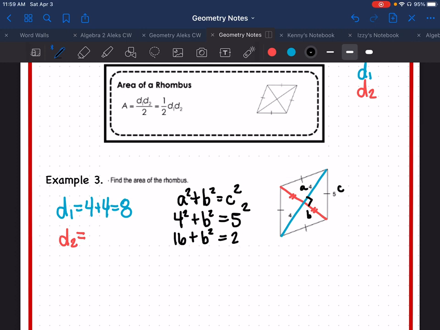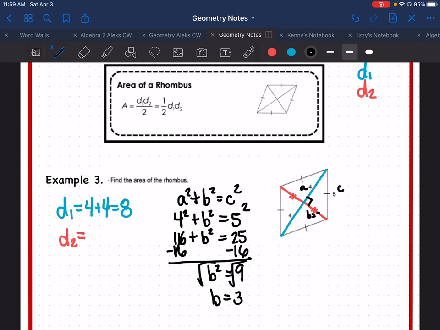5 times 5 is 25. Don't forget to look at your equal sign. Where are your numbers? They're on opposite sides, so we're going to subtract. We're going to subtract 16 from 25, which gives us 9. B squared equals 9. And then remember, the last step of the Pythagorean theorem is to always take the square root. So B is 3.